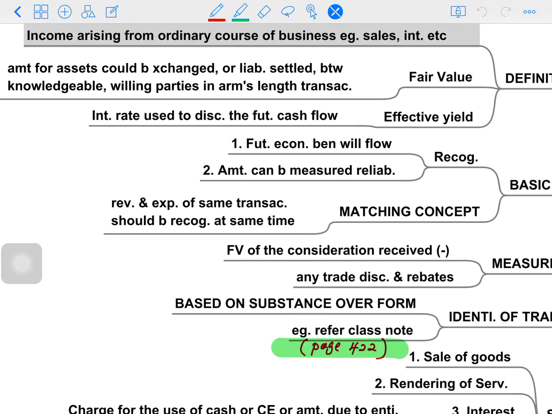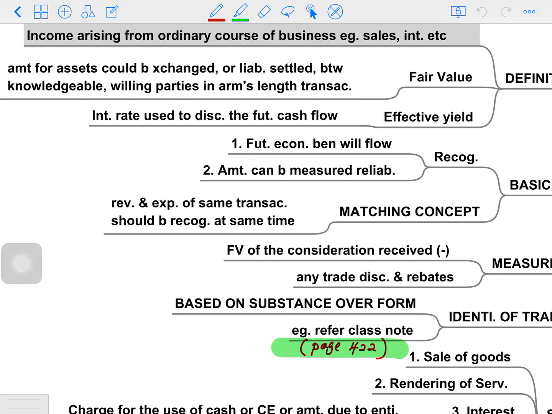Sometimes you will also come across effective yield. Okay, effective yield ni maksud dia interest rate used to discount the future cash flow. Because in the discussion of revenue recognition, normally you will get terms like fair value. Fair value sometimes could be a discounted value. Okay, discounted consideration received. So discounted, normally we discount using discount rate, effective yield.